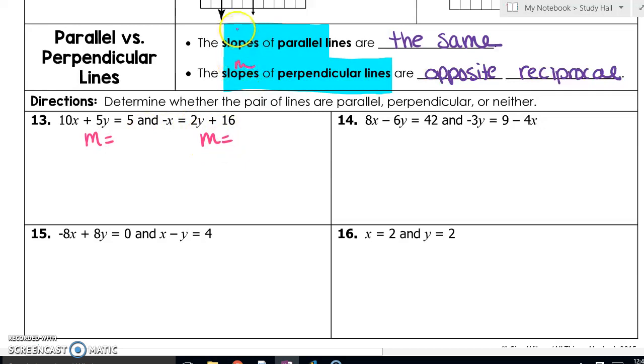Remember that we always use m to identify a slope. So to know the slope, I'm going to want to have the line in slope-intercept form. So let's change number 13 into slope-intercept form by isolating y. So I get 5y = -10x + 5, divided by 5.